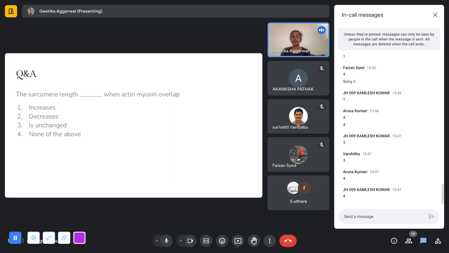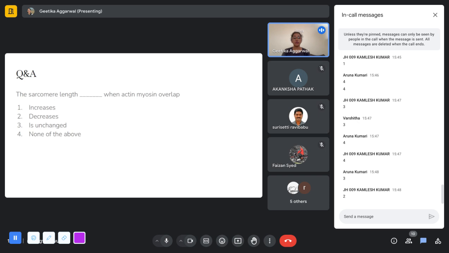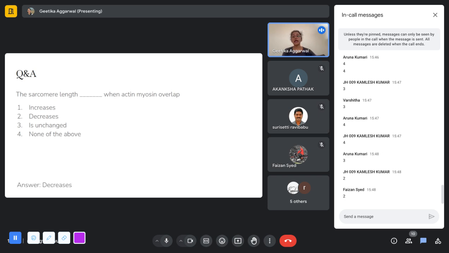So the sarcomere length, what happens to the sarcomere length when the actin and myosin overlap? Is unchanged. Okay. Anyone else? It decreases. Okay. Decreases. Okay. So the correct answer to this is actually that the sarcomere length decreases.